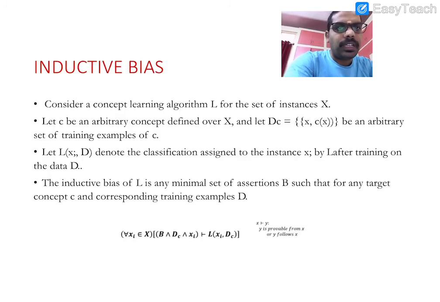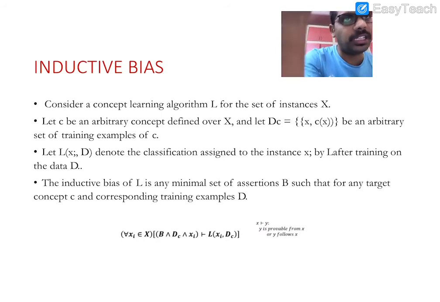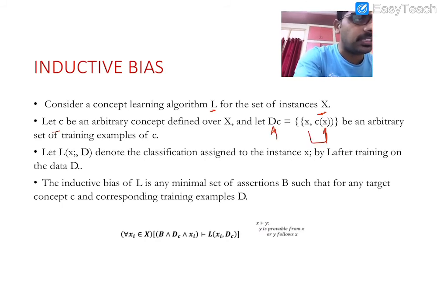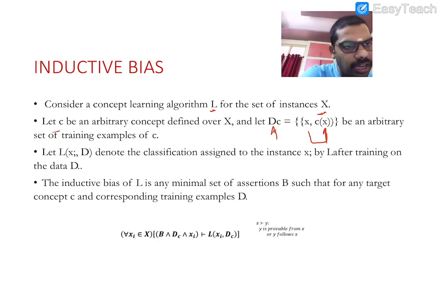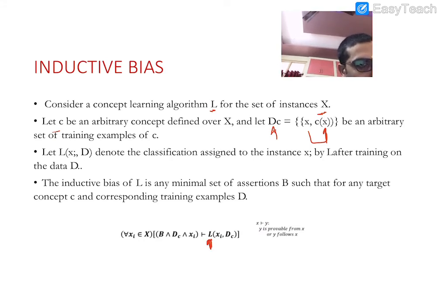And see here, consider a concept learning algorithm L for the set of instances X. So this is a concept learning algorithm, L, and the number of instances, X. Let C be the concept that will be defined. So this is the training data. Let D_c be an arbitrary set of training examples of C, with the classification assigned to the instances of X. For all x_i belonging to X, L is the learning algorithm, x_i is the sample, and D is the training data.